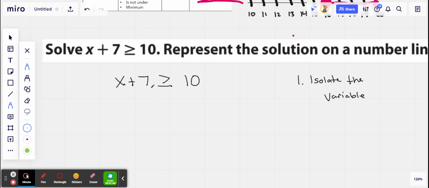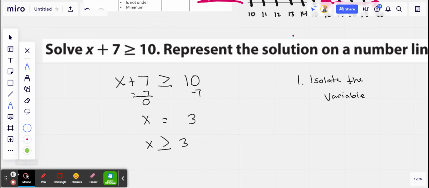To do that, this is an addition problem, so we would subtract the number being added to the variable on both sides of the inequality. Well, plus 7 minus 7 equals 0, right? So all that's left on this side is x, and x just equals 10 minus 7, and 10 minus 7 is 3. So that's it. Now represent the solution on a number line. We have x is greater than or equal to 3.